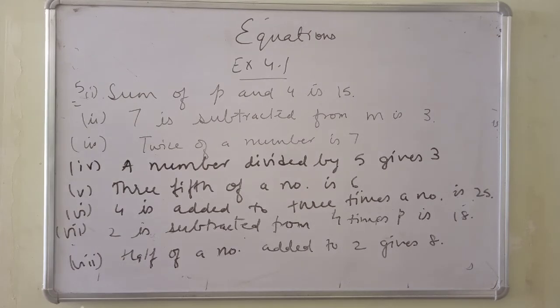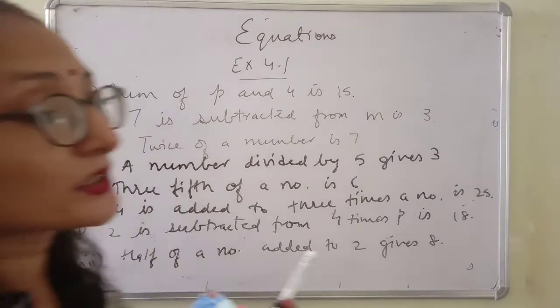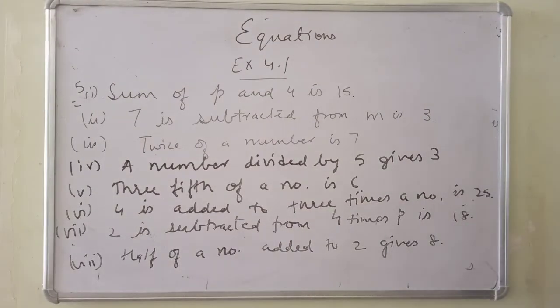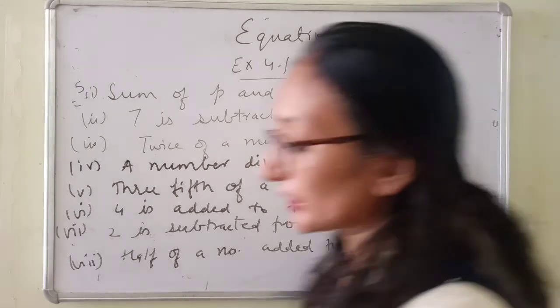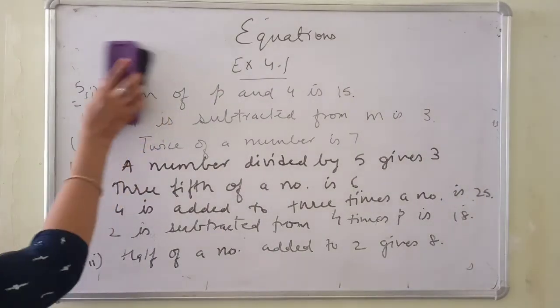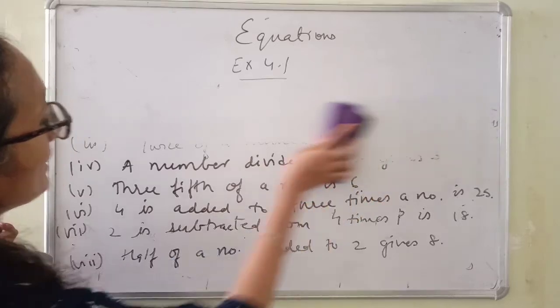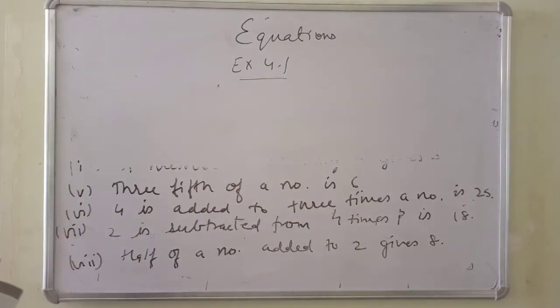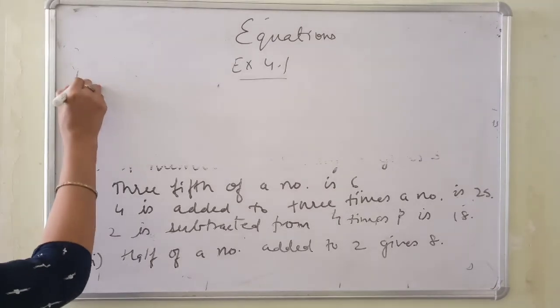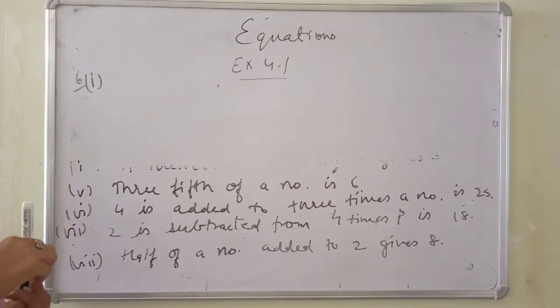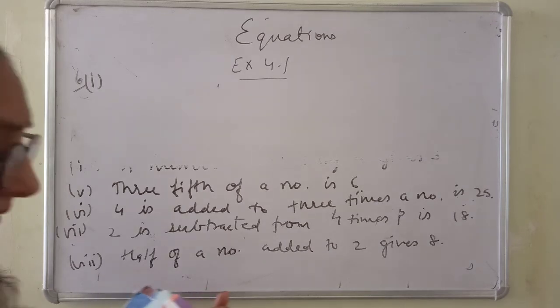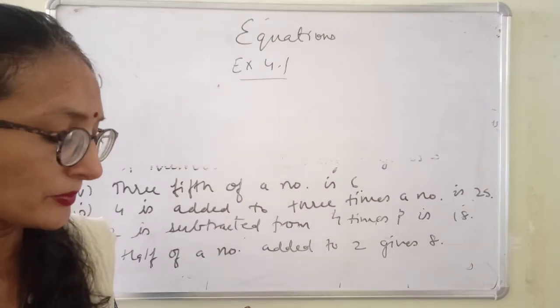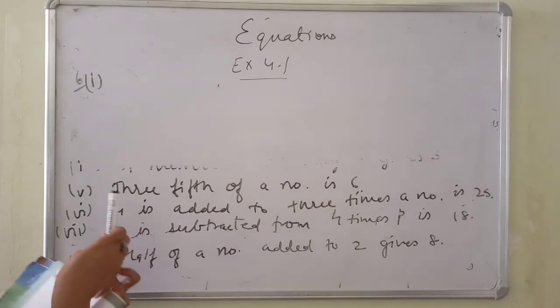Now we move to the last question of this exercise, in which questions are given in the form of word problems and we have to make the equation for them. Only we have to set up the equation. This is the question. Set up the equation for the following cases. If Irfan says that he has 7 marbles more than 5 times the marbles Parmeet has, Irfan has 37 marbles.